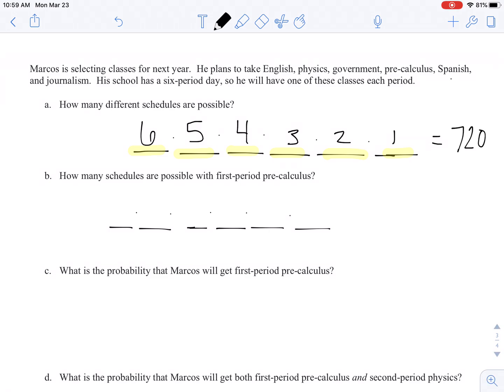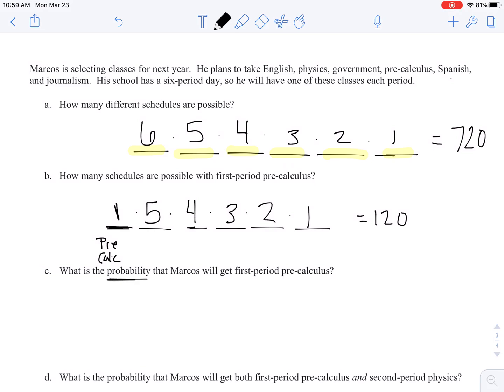But we want to know how many schedules are possible with first period pre-calculus. So that locks down this period. I want just one choice here. I want pre-calc. If I have pre-calculus first period, then I only have 5 choices. Then 4, 3, 2, 1. When I multiply those together, I get 120. And that's the number of possible schedules that have first period pre-calculus.